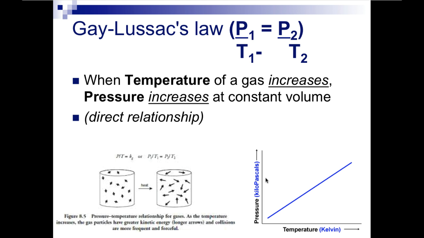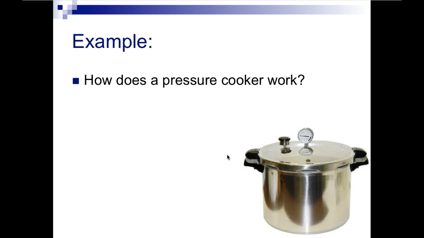And Gay-Lussac's law says P1 over T1 equals P2 over T2. So when the temperature of a gas increases, the pressure is also going to increase at a constant volume. So there's a direct relationship there. So that means you increase the pressure and you keep the size of the container the same. The temperature is also going to increase.